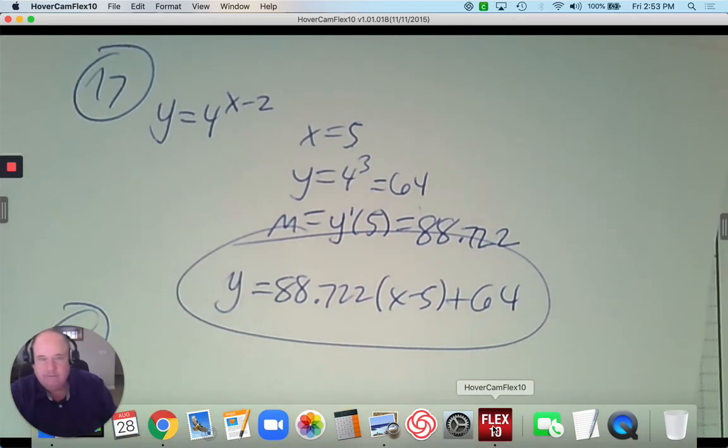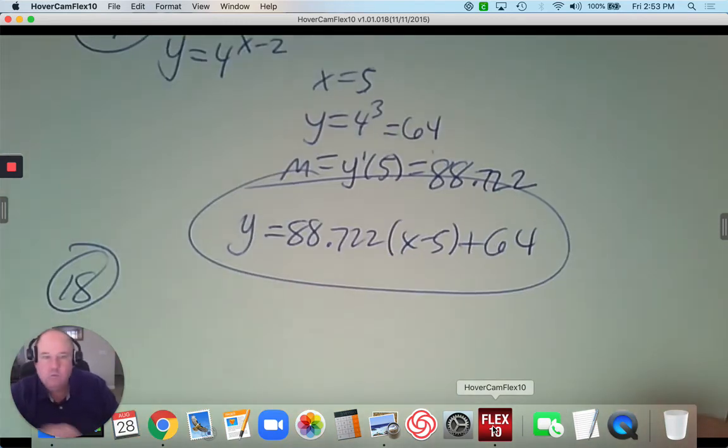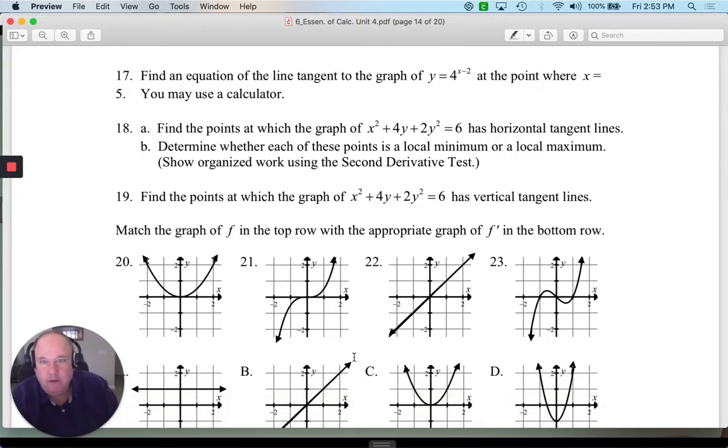Number 18. Number 18 says find the points at which the graph has horizontal tangents. So we have x squared plus 4y plus 2y squared equals 6. And then determine whether these points are a local minimum or a maximum. Show work using the second derivative. And 19 is connected to it with vertical tangent lines.